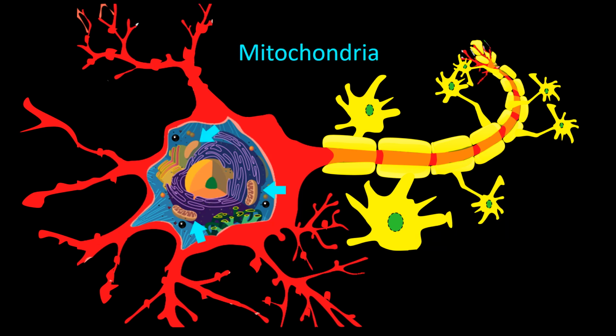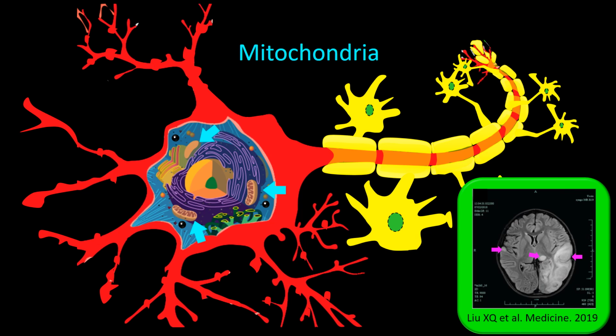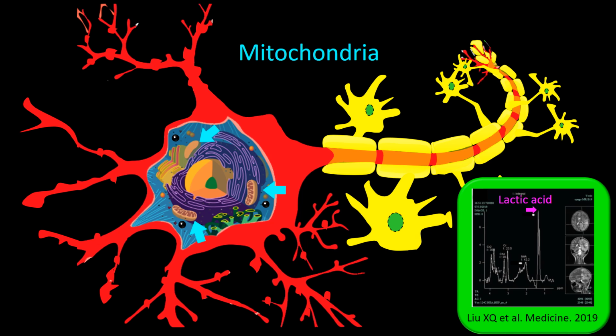We would also see mitochondria. Mitochondria produce energy for cell metabolism. Their dysfunction often leads to multifocal strokes, as indicated by the aqua arrow in the MRI, and high lactic acid, the hallmark of mitochondrial dysfunction.